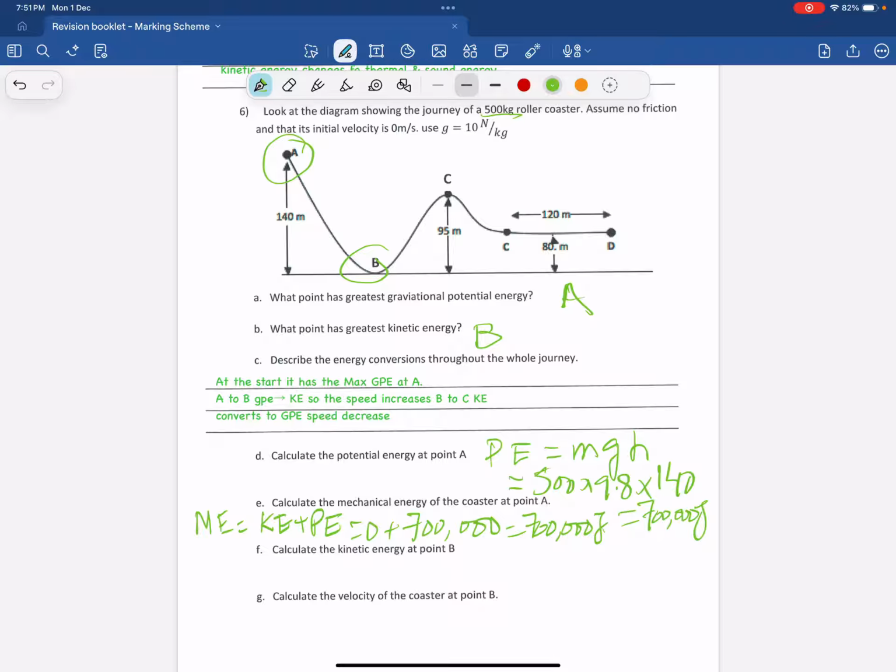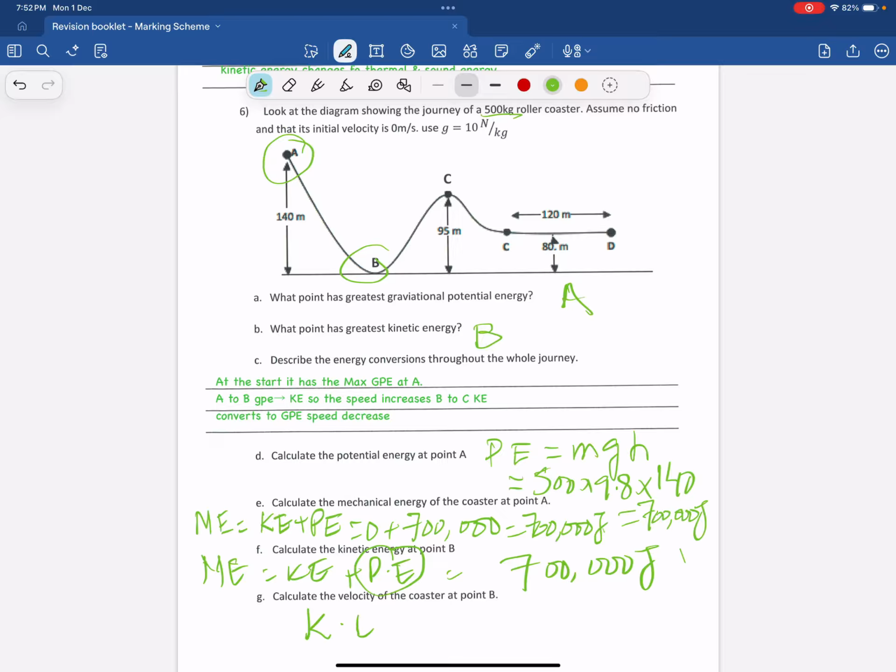Now calculate the kinetic energy at B. When we talk about B here, my potential energy is 0. So my mechanical energy is equal to kinetic energy plus potential energy, and I need to find kinetic energy, which should be equal to my mechanical energy because my potential energy is 0. So my answer should be 700,000 joules.